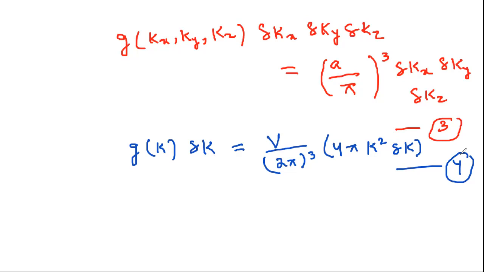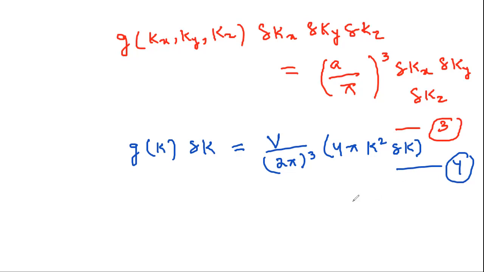This equation 4 is a three-dimensional result based on the volume of a spherical shell of radius k. Entirely analogous results can be derived for particles constrained within one or two dimensional boxes. Let me write the results directly.